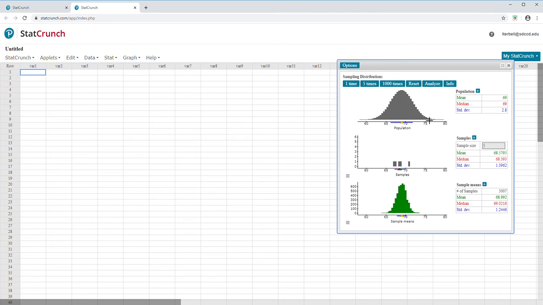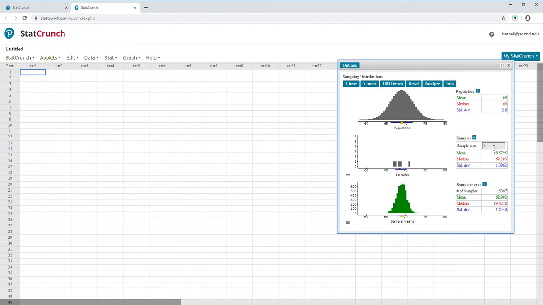Our population has a bell-shaped distribution, and the distribution of the 5,000 sample means has a bell-shaped distribution in which the mean of the 5,000 means is approximately the same as the mean of the population. The standard deviation is smaller, because 2.8 is the population standard deviation, and the standard deviation of the 5,000 means is about 1.25 or 1.24.